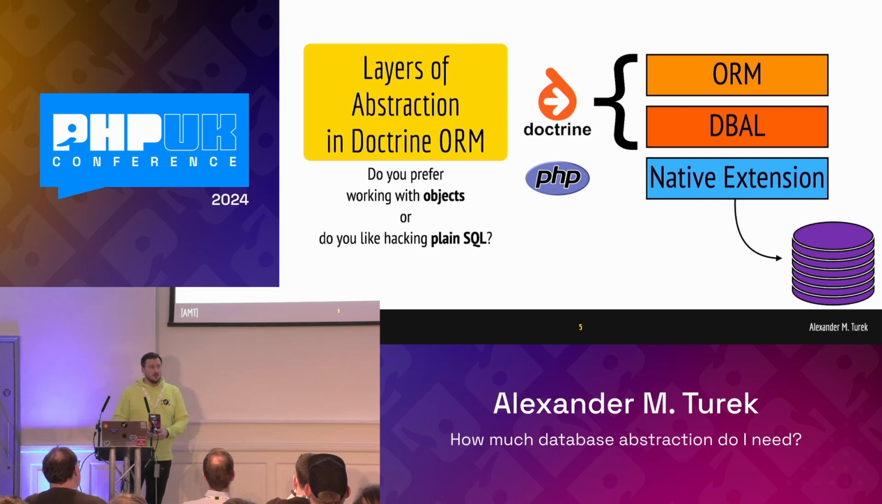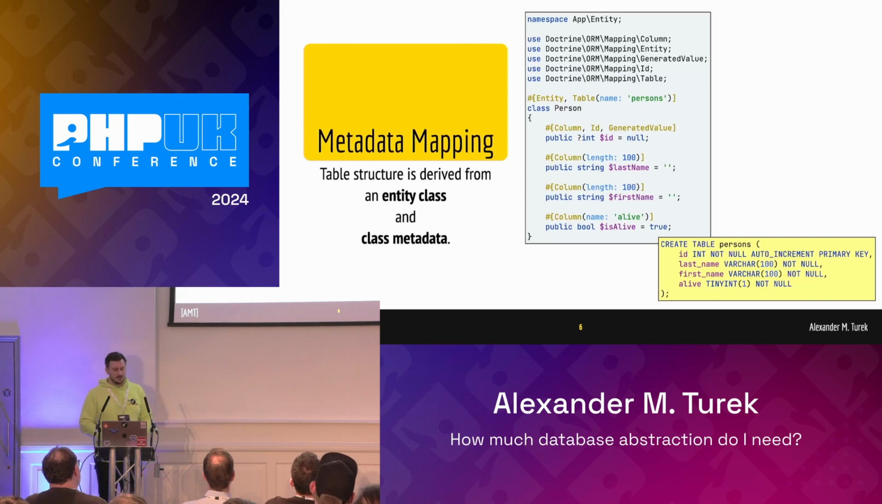So what does the ORM do for us? It allows us to map a PHP class to a database table. We configure this through a metadata mapping. So we annotate on this class that this class is used as an entity, that it's being mapped to a table named persons, and then it has a couple of properties that are mapped to columns in the database.